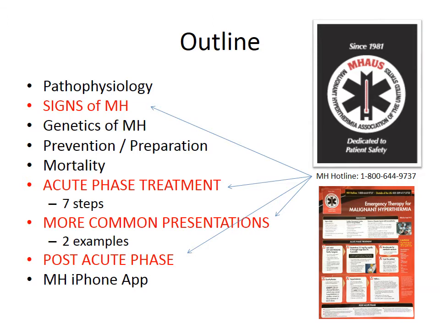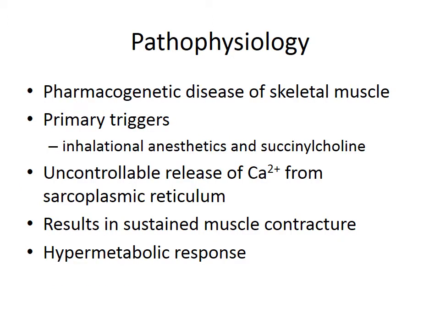Okay. To first discuss pathophysiology, it's important to know that it's a skeletal muscle disease that has pharmacogenetic properties. And its primary trigger, as we all know, is inhalational anesthetics and succinylcholine. There are, in fact, other drugs that could potentially trigger MH, but the only ones that we interact with are the inhalational anesthetics and sux.